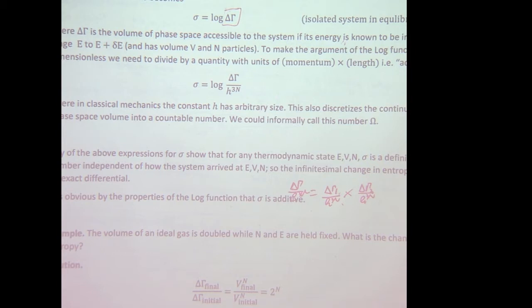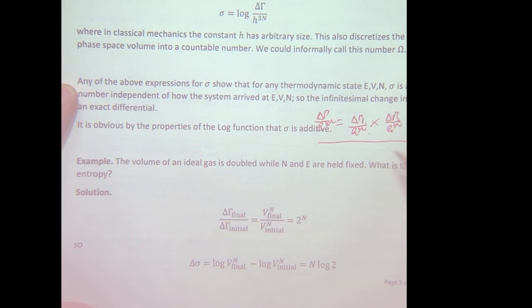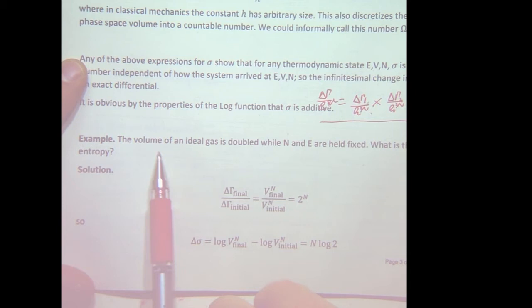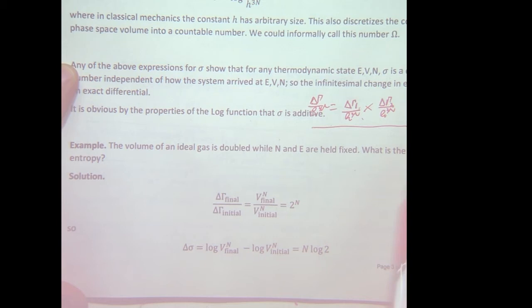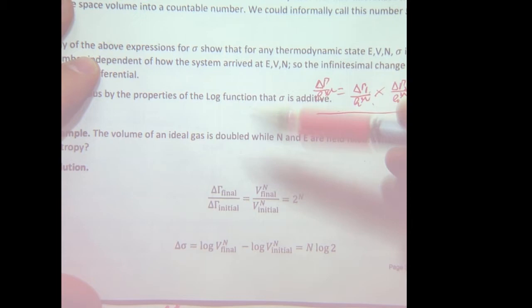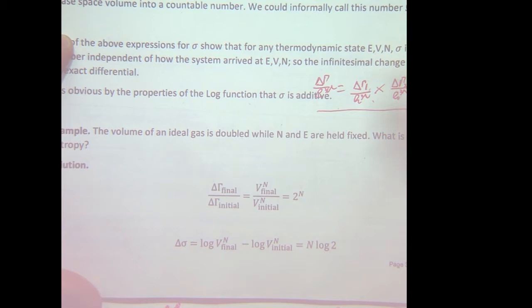So just given this, it's a very, very basic fact, you can already tell this. The volume of an ideal gas is doubled while the number of particles and energy are held fixed. What is the change in entropy? Okay. Well, the change in entropy, first of all, you need the accessible volumes of phase space. And the only thing that's changing is the position part of the phase space, not the momentum part, because the total accessible energy is the same. So the momentum part is the same, but the volume increases by 2.